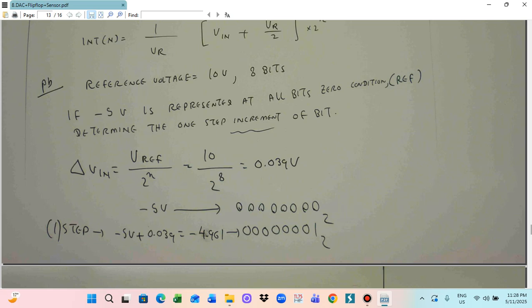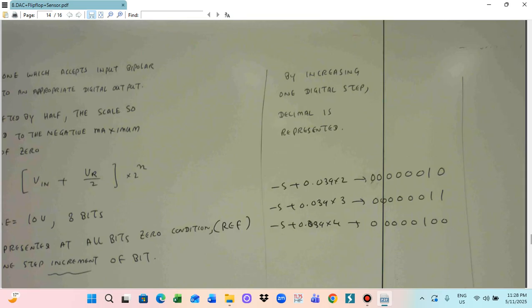In this case, the one step means minus 5 plus 0.039, so that will be the one step, 4.961. This is the step voltage we can calculate. Similarly, for two steps it shifts, so minus 5 plus 0.039 multiplied by 2, and also three steps.